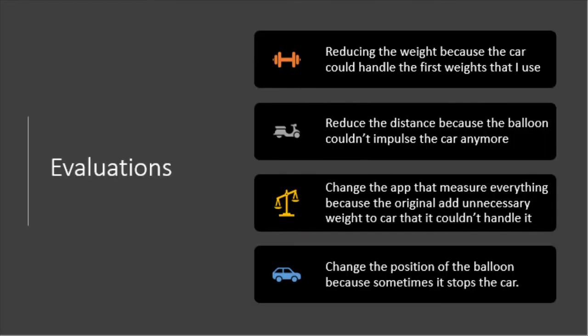Some changes that I made were the weight, reducing it because the car couldn't handle the first weights that I used. Also the distance, because the balloon couldn't impulse the car anymore. And finally, I decided to change the app to measure everything because the original app added unnecessary weight to the car that it couldn't handle. Also, something that I could change is the position of the balloon because sometimes it stops the car.